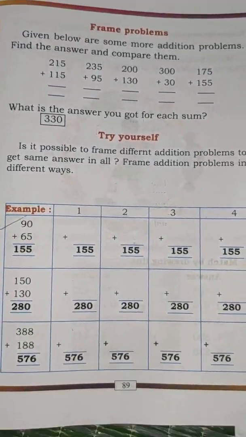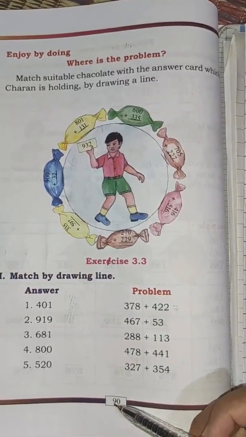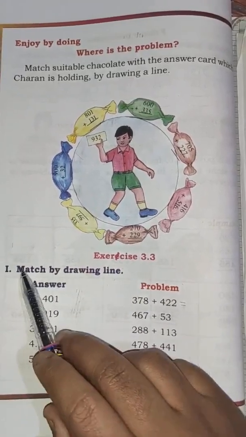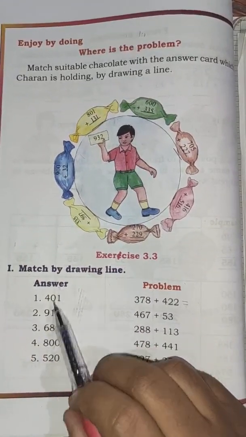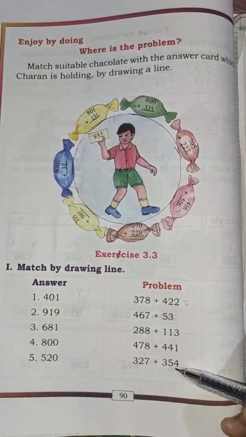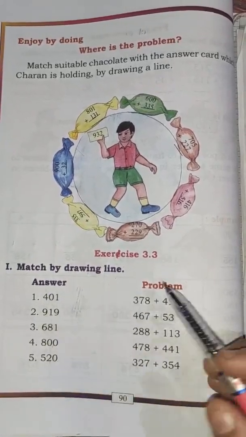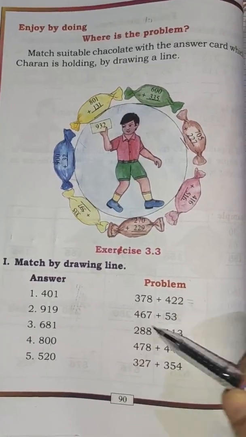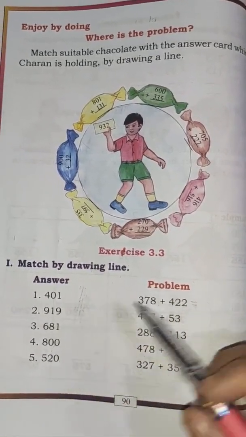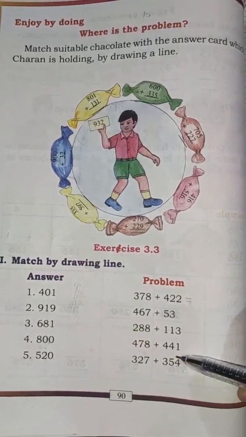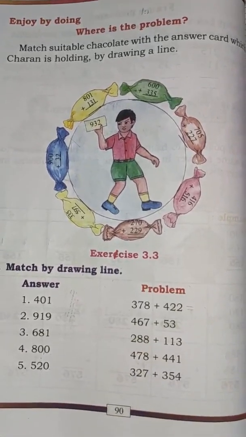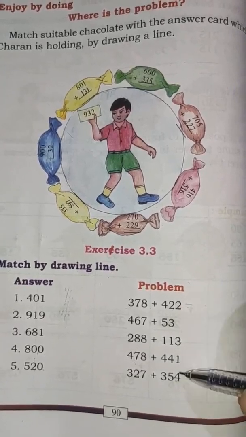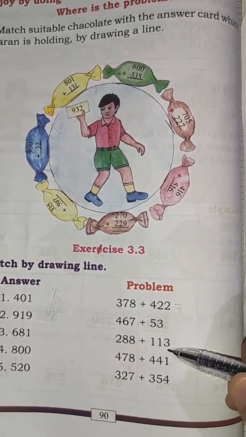Now children, open page number 90. Exercise 3.3. Match by drawing lines. Here are the answers and here are the problems. You have to match the problems with the answers. First, there is one easy method for you. First we are going to add all these numbers, and we will write the answers beside them here only.